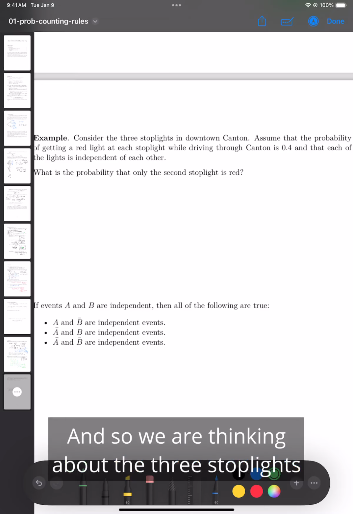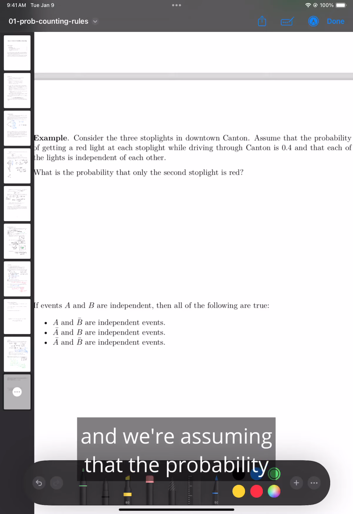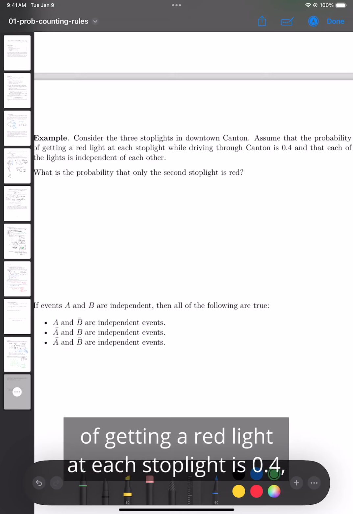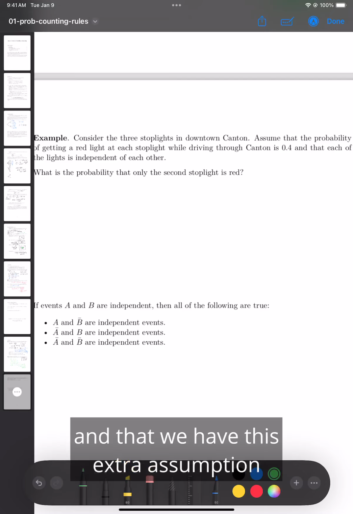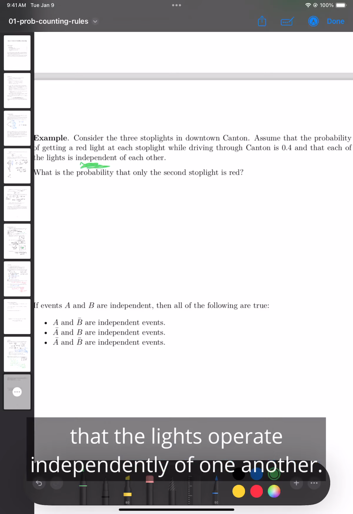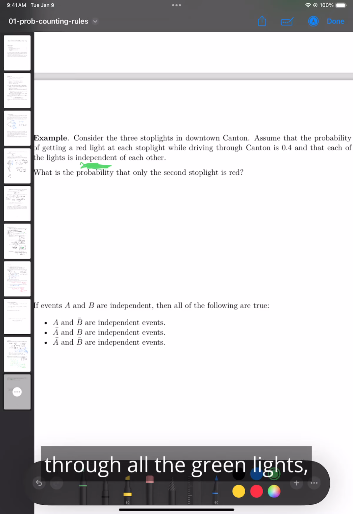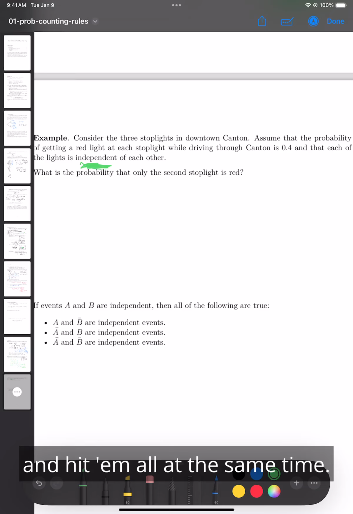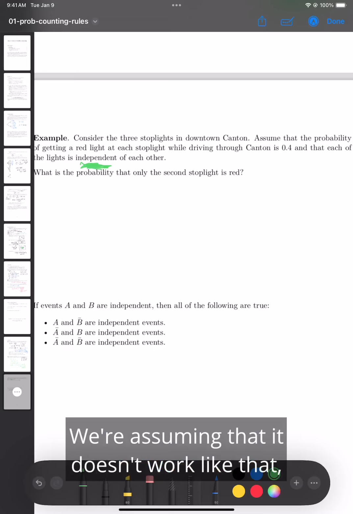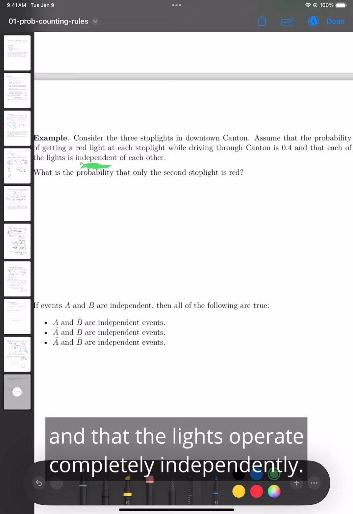And so we are thinking about the 3 stoplights in downtown Canton, and we're assuming that the probability of getting a red light at each stoplight is 0.4, and that we have this extra assumption that the lights operate independently of one another. So the town didn't do it very smart, where you could kind of run through all the green lights and hit them all at the same time. We're assuming that it doesn't work like that, and that the lights operate completely independently.